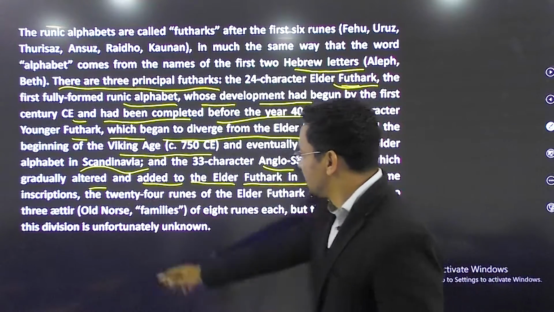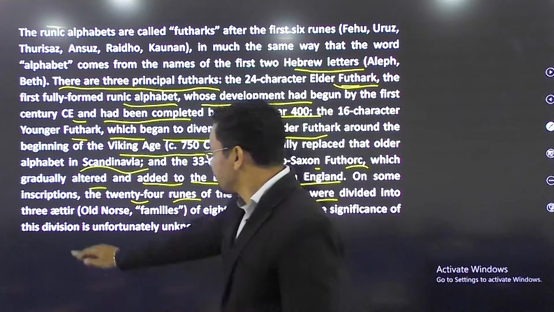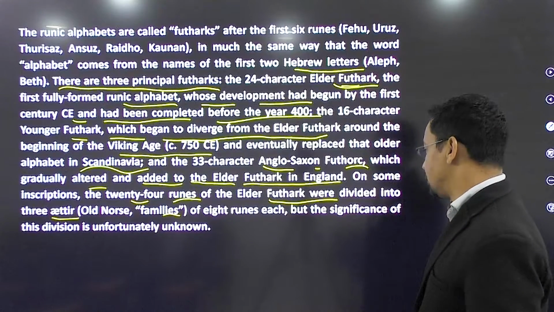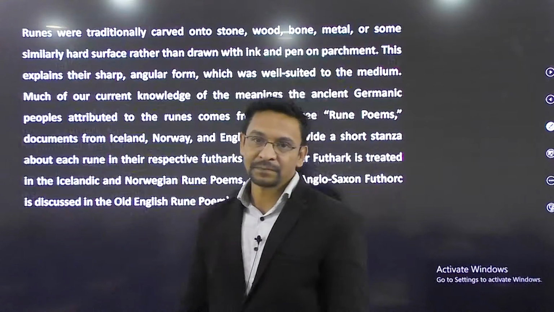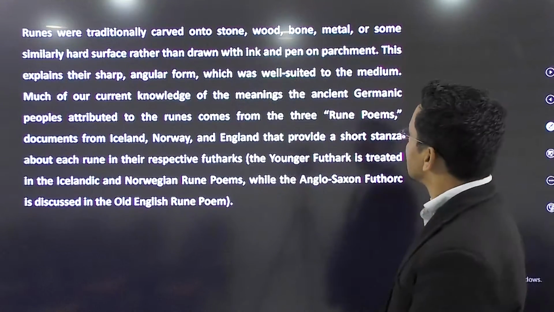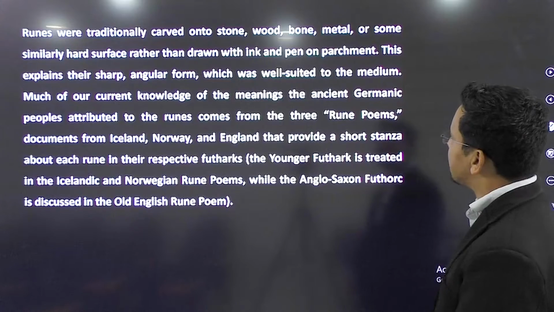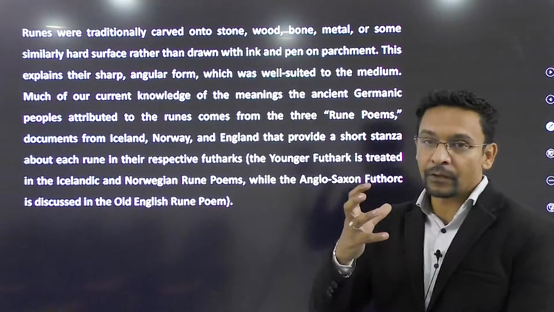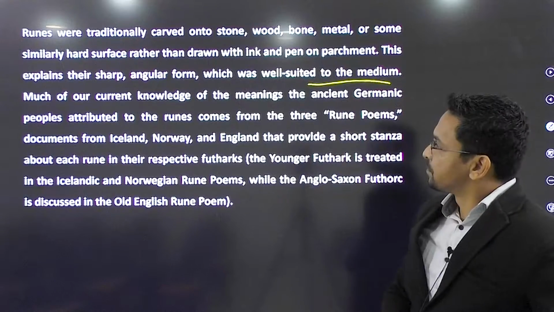On some inscriptions, 24 runes of the Elder Futhark were divided into 3 aettir, right? Families, they are also called, of 8 runes each, but the significance of this division is unfortunately not known. Now, runes were traditionally carved on stones, wood, bone, metal, or some similarly hard surface rather than drawn with ink and pen on parchment. This explains their sharp angular form. That's why they came onto stone. Sharp angular form which was well suited to the medium.